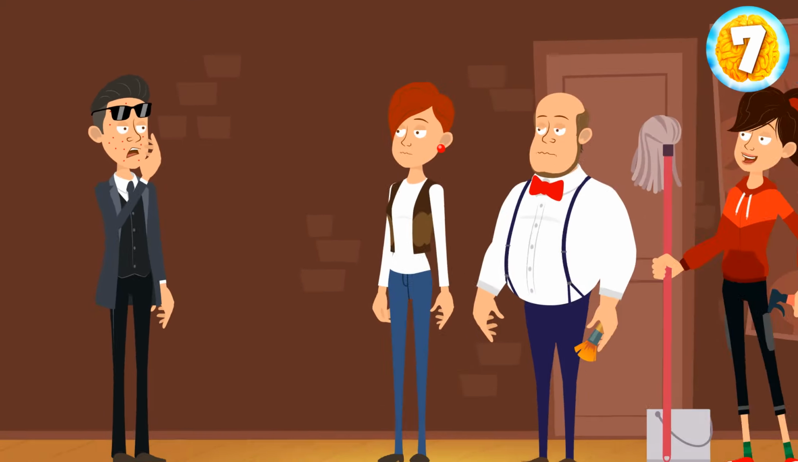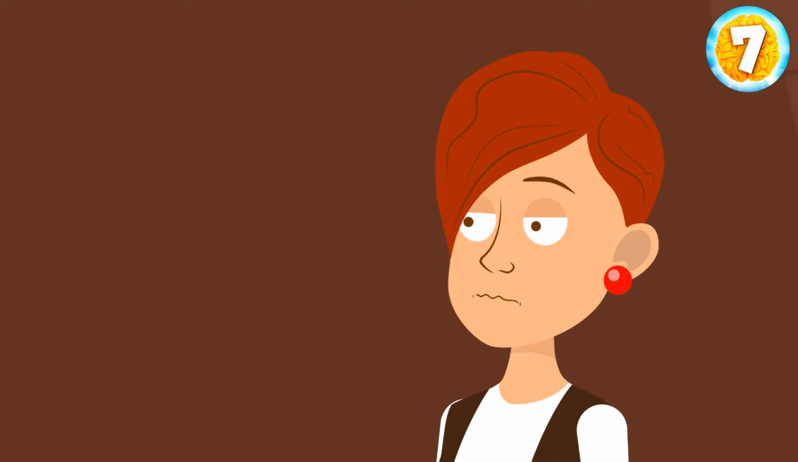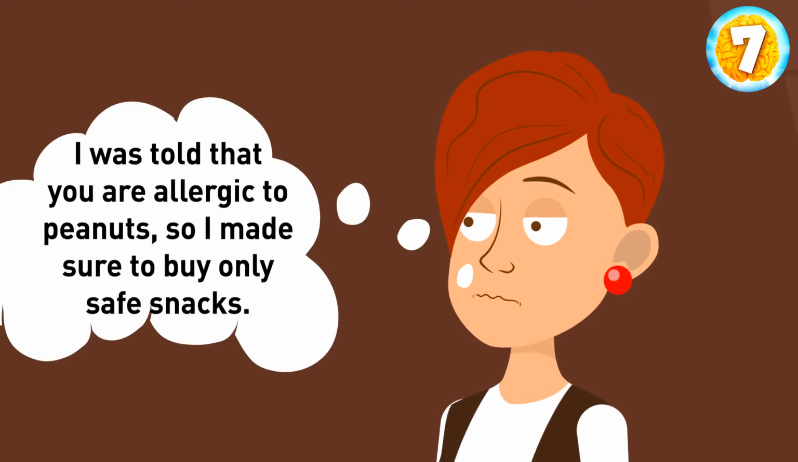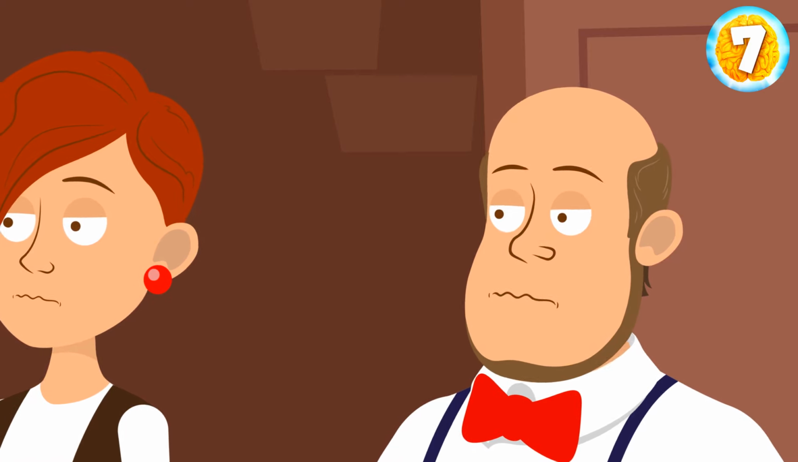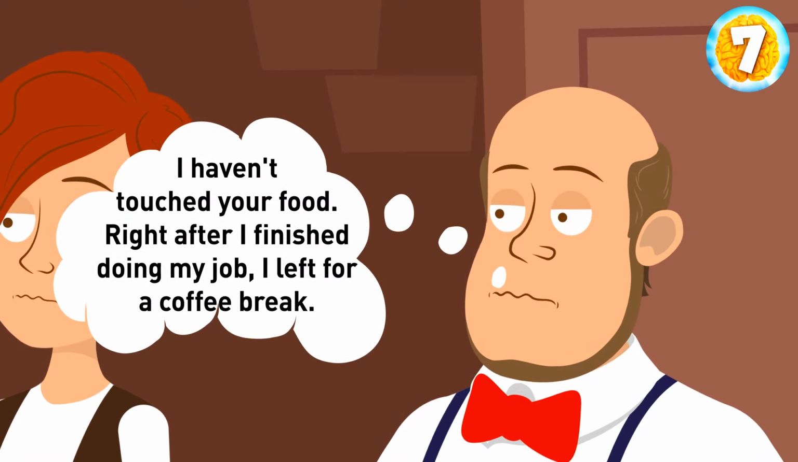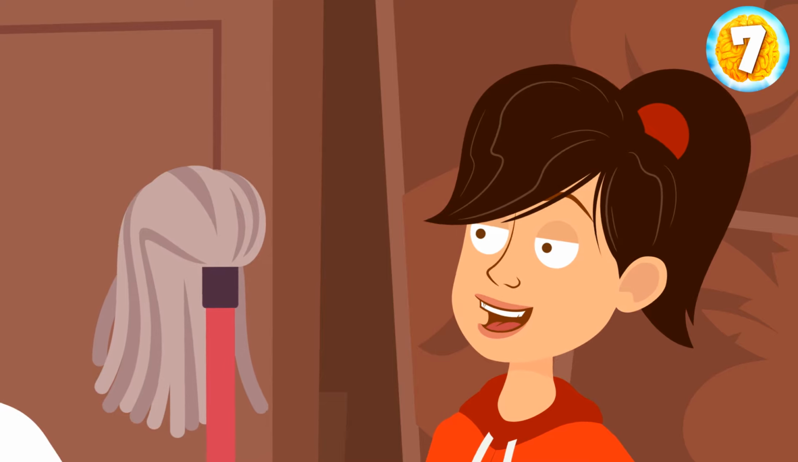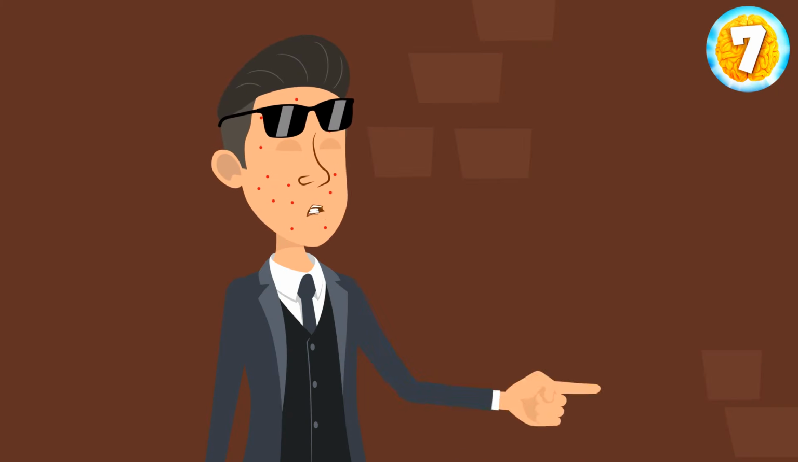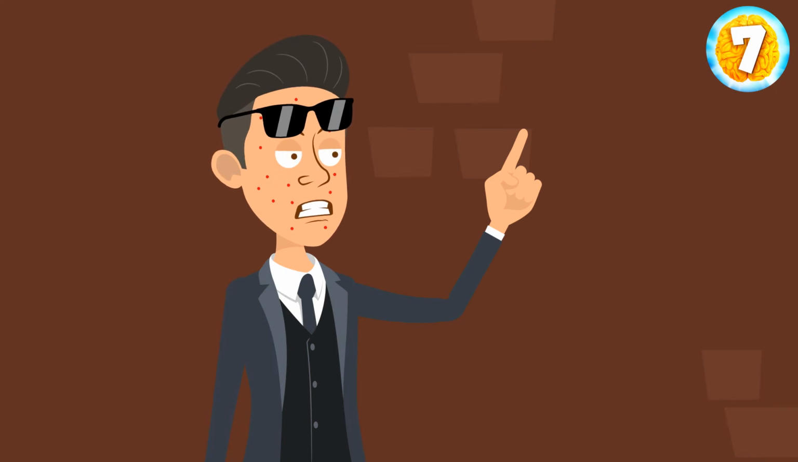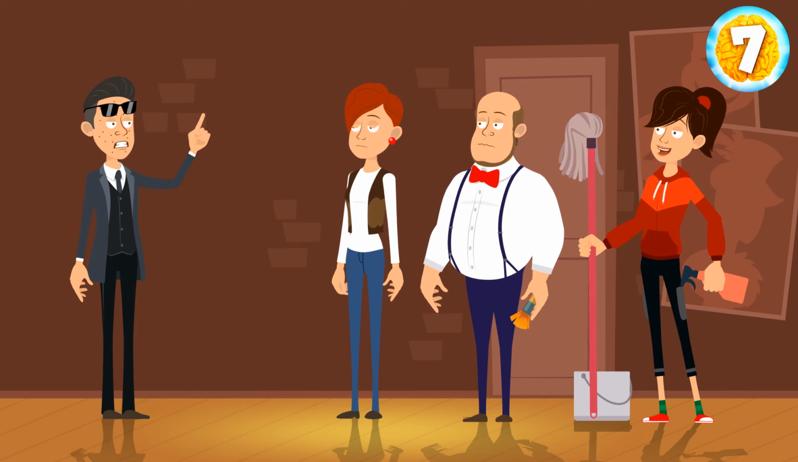He called all the assistants he had seen earlier in the day to interrogate them. Amy, the photographer's assistant, said she had been told Alfred was allergic to peanuts, so she made sure to only buy safe snacks. Bo, the makeup artist, said he hadn't touched Alfred's food. He said that right after he finished doing his job, he left for a coffee break. Mary, the cleaning lady, said that she knew how sensitive models could be, so that's why she had only used organic and hypoallergenic products to clean his dressing room. Alfred immediately knew who had contributed to his rash. Can you figure it out too?